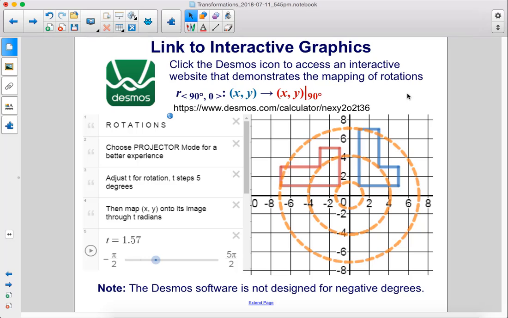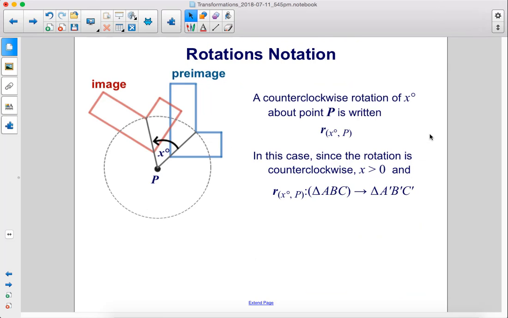Click the Desmos icon to access an interactive website that demonstrates the mapping of rotations. So in this example, we have rotation sub 90 degrees, comma 0, maps xy onto xy with a 90 degree rotation. A counterclockwise rotation of x degrees about point P is written r sub x degrees, comma P. In this case, since the rotation is counterclockwise, x is greater than 0, and r sub x degrees, comma P maps the blue shape onto the red shape.